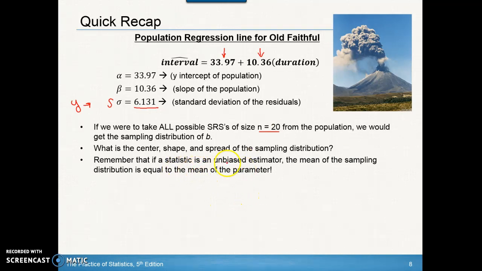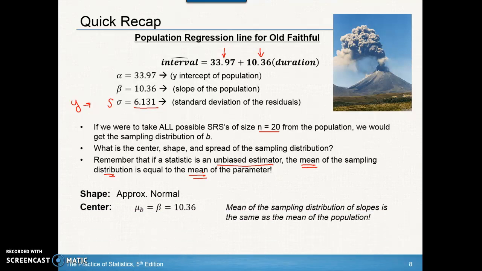Remember, if a statistic is an unbiased estimator, then the mean of the sampling distribution is equal to the mean of the parameter. So what does that mean in this case? Number one, we should get something that's approximately normal. Number two, the mean of the center here is actually going to be the slope of the population regression line. So notice the mean of our sampling distribution is the same as the population slope. Okay, so instead of using mu here, we're actually going to end up using this big beta, which means your slope in this case.